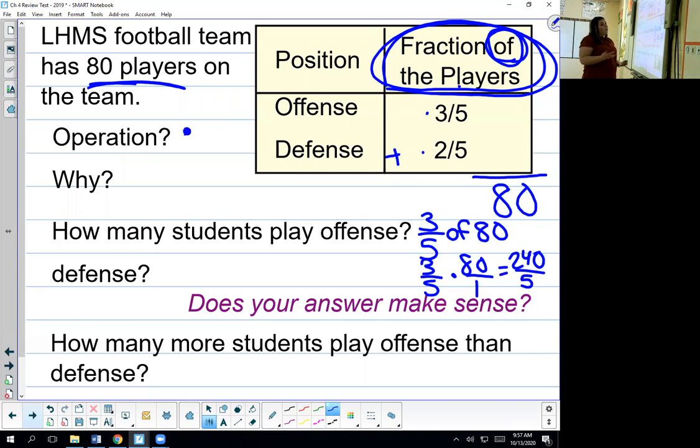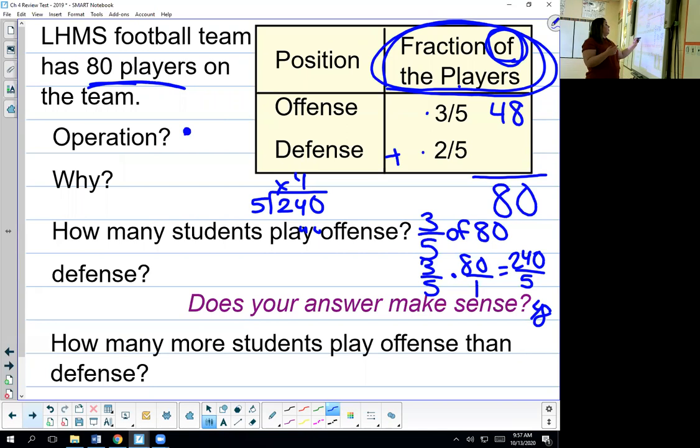because I'm not going to have a fraction of a person, right? We talked about that previously. That would be 48. So we did that right. 240 divided by 5. That'd be 4 with 4 left over. Yep, 48. So if offense is 48, I could then just subtract 48 from 80.